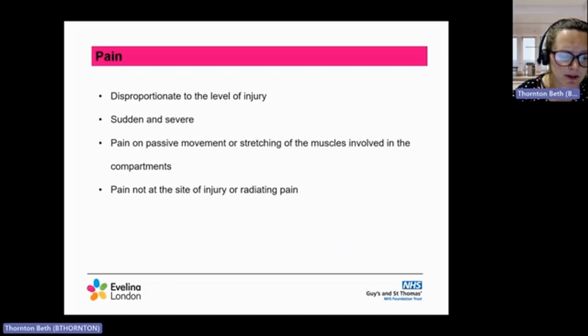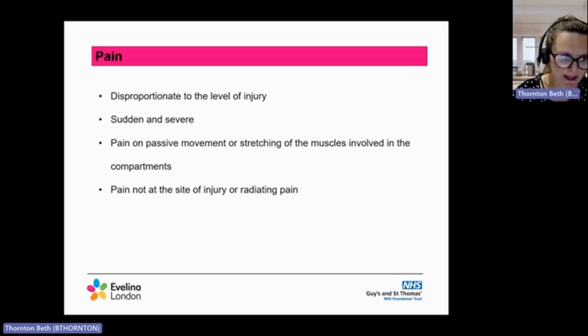And the biggest clinical sign of compartment syndrome is pain on passive movement or stretching of the muscles involved in the compartment. So, for example, with Ben in a forearm fracture, if we were to passively extend his fingers or move his thumb, that would be incredibly painful because we're causing movement in the muscles involved in the compartments. And what we know about muscles is when they move, they contract, and that causes them to increase in size. So if we're causing that, we're going to be causing even more pressure within the compartment.